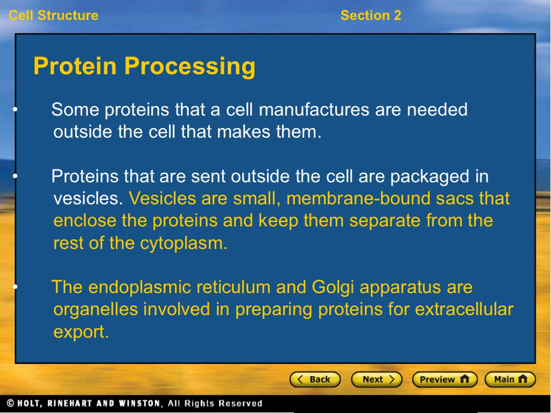Now we have the endoplasmic reticulum and the Golgi apparatus. These are two organelles that are going to help in preparing the proteins to be exported outside of the cell. And we're going to talk about this in more detail here in a minute.